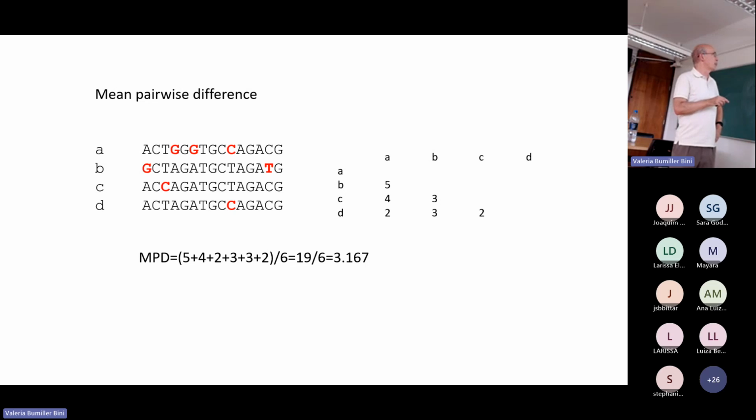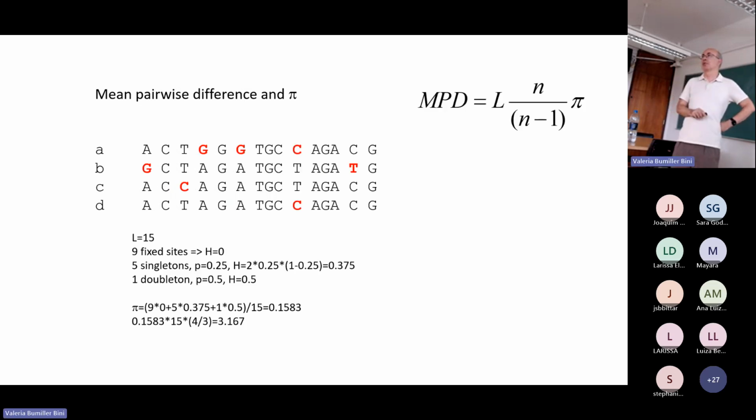Between A and C, we have 1, 2, 3, 4 differences. Between A and B, we have now 1, 2. These are the same. So we have 2 differences, and so on and so forth. So now we average these 6 values. We don't need to compute either half of the matrix because it's exactly the same. And it comes to this figure here, 3.167. So on average, these sequences are different at 3.167 sites.